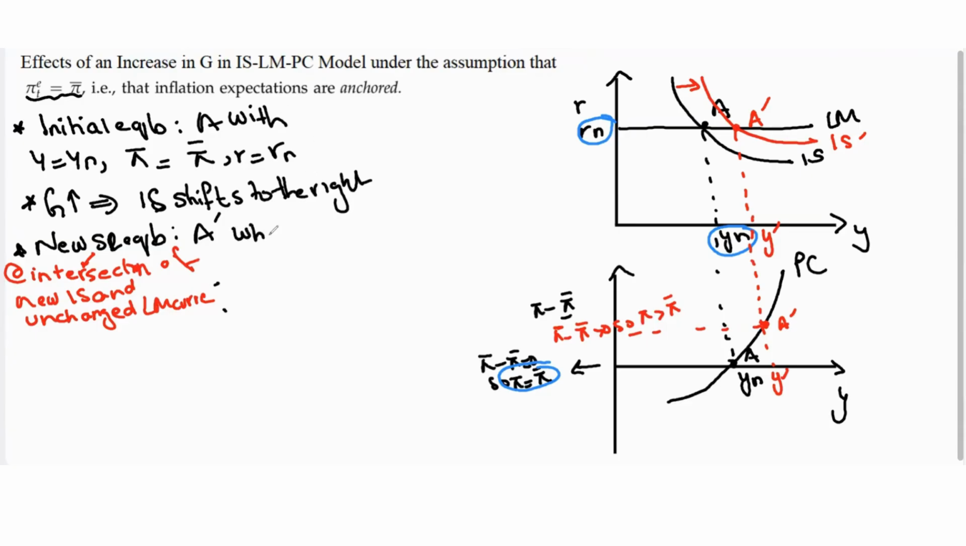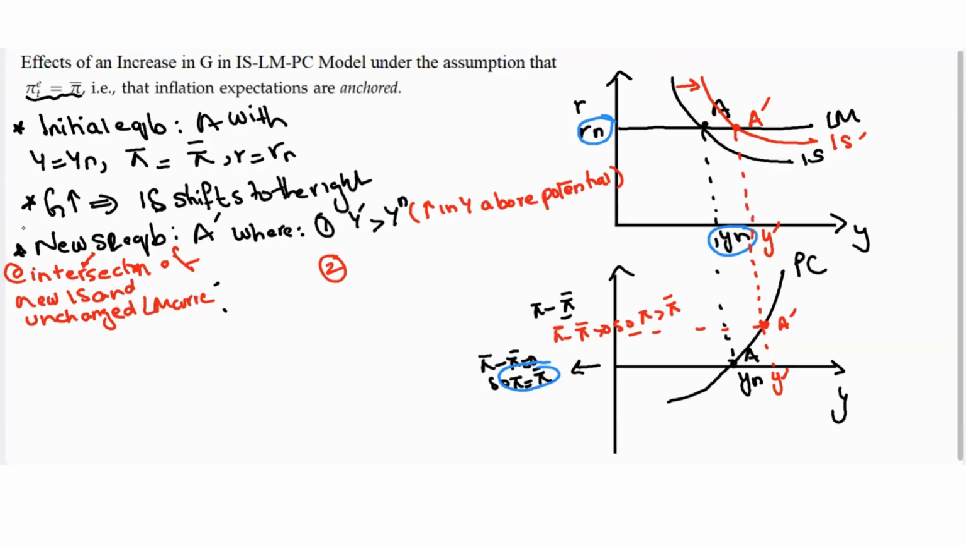where we have, number one, y prime greater than yn. So we have an increase in output above potential. Output increases above the natural level. That's the first thing we have, which you can see in the upper panel.